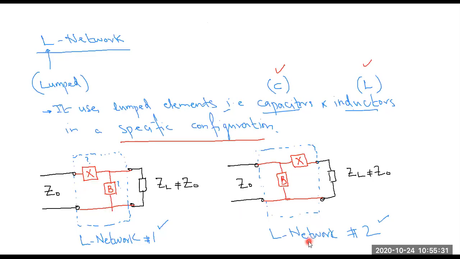Similarly, if you select L network number two, again there are four possibilities for B and X. So let's find out how you will find the specific type, whether this is a capacitor or an inductor, because there will be only one solution. That is what I'm talking about. So now we are going to talk about the design process.